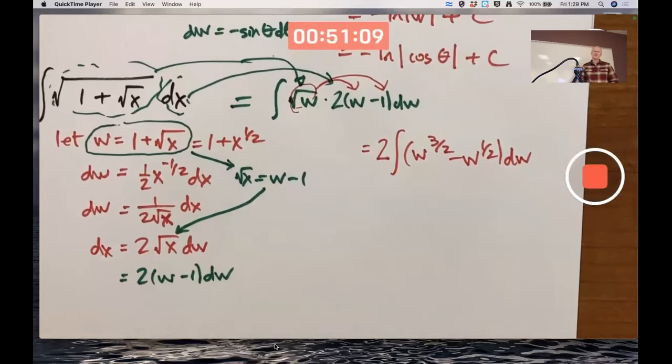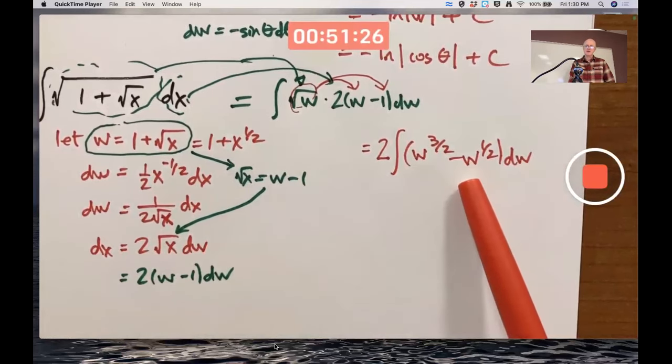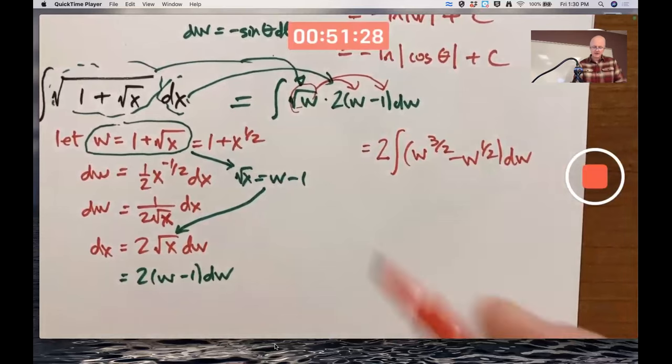That make sense? Square root of W is W to the 1/2. Multiply it by W, you'd add the exponents. 1/2 plus 1 is 3/2. And square root of W times 1 is W to the 1/2. And that now is a fairly easy integral to do.